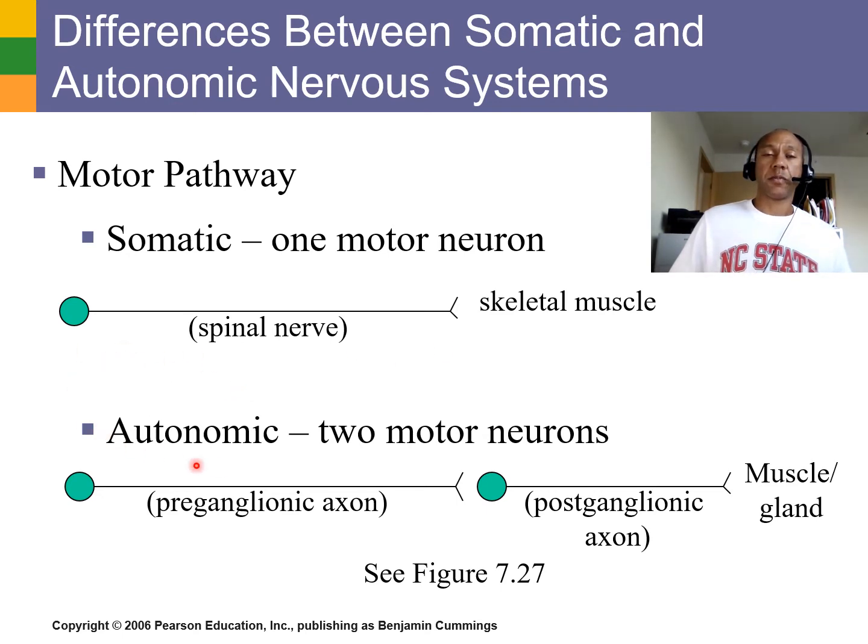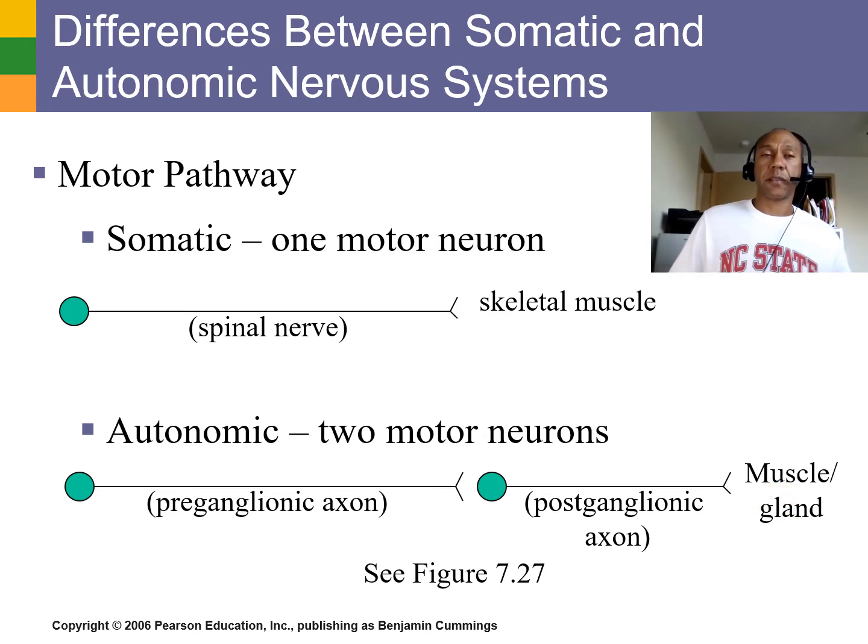In the autonomic nervous system, you have a two motor neuron pathway. You have your motor neuron in the central nervous system, and it has an axon that extends and synapses to a second motor neuron in the peripheral nervous system. Now, this cell body has neighbors, other cell bodies, and a cluster of cell bodies in the peripheral nervous system is called a ganglion. So we refer to this nerve fiber as the preganglionic axon, and then extending from this second motor neuron we have the postganglionic axon, and it forms a junction with a muscle or gland.